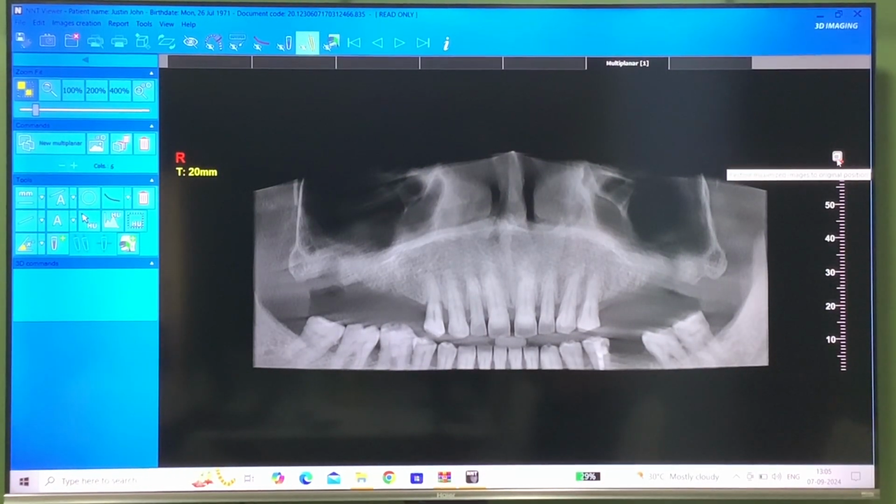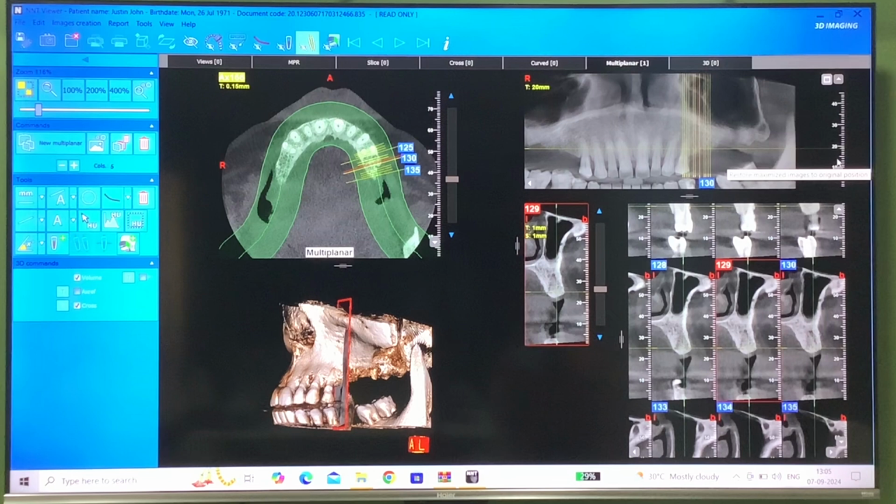So now we will move on to the multiplanar slices. This is the panoramic reconstructed slice, this is the axial slice. We have a few cross sectional areas. The red line which is marked in the panoramic image is this particular slice. So we are at a distance more than 1.5 mm from the adjacent teeth.